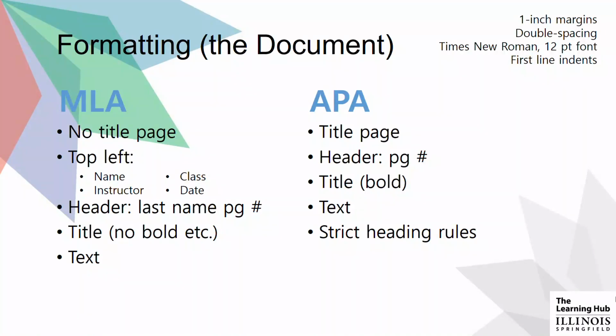The second primary category of difference is formatting, so we'll give you some examples here. Now there are some things that are shared between MLA and APA. Both citation styles ask for 1-inch margins, double spacing, Times New Roman, 12-point font, or another readable font like Calibri 11-point, or such similar fonts and sizes, and first line indents for paragraphs, where the first line of a paragraph is indented inward 1/2 inch. These are all common between these citation styles.